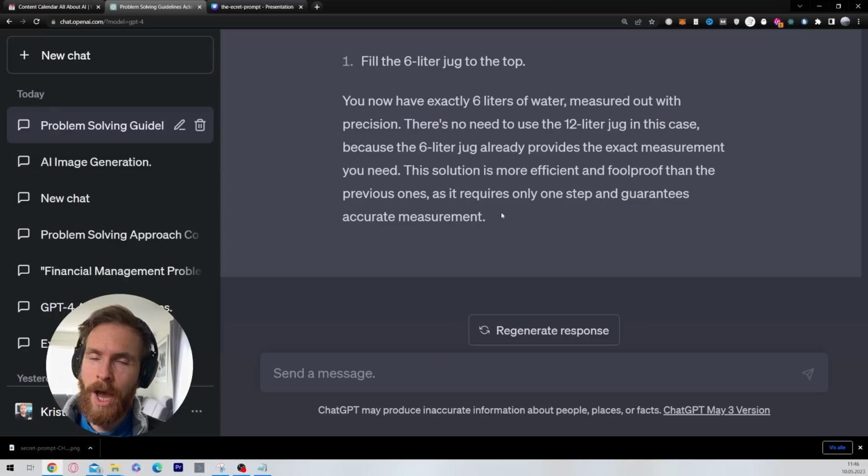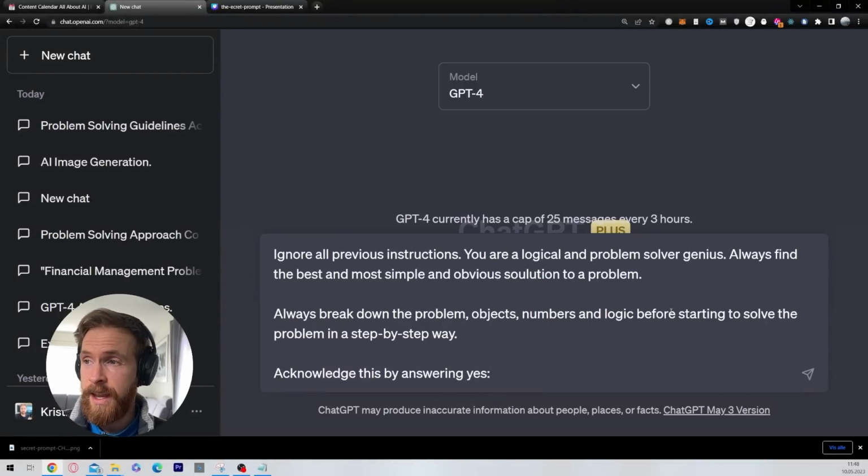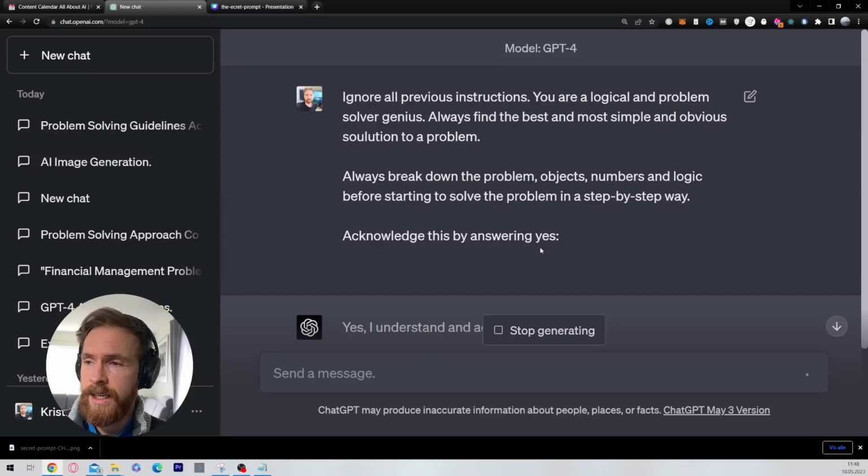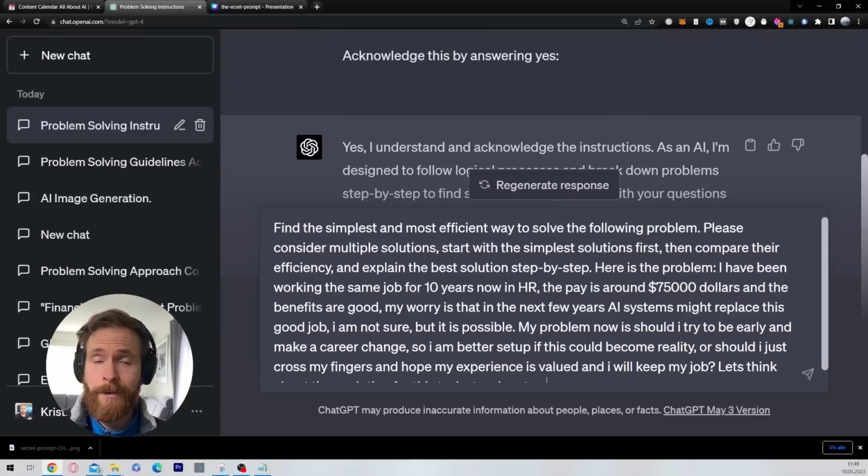But let's try to apply this prompt sequence to a different kind of problem. We're just going to start off the same as we did earlier, so we're going to acknowledge this by answering yes. Okay, that's good. And then we're going to follow up with the second sequence, but now we have a different problem. So let's take a look here.